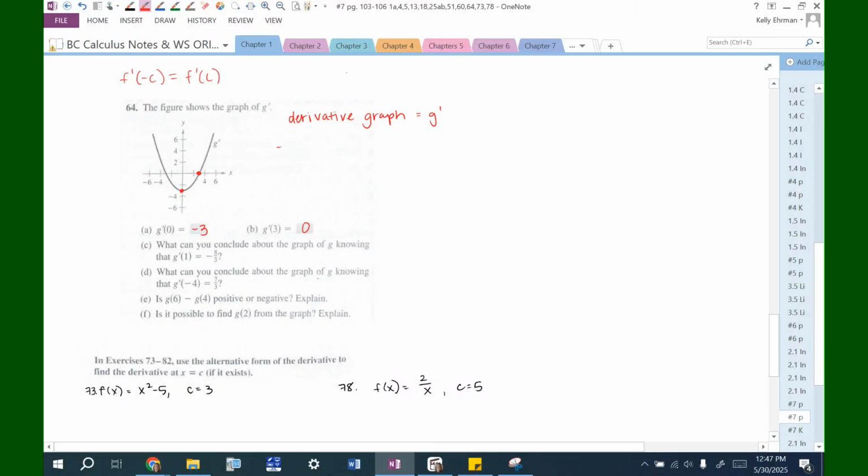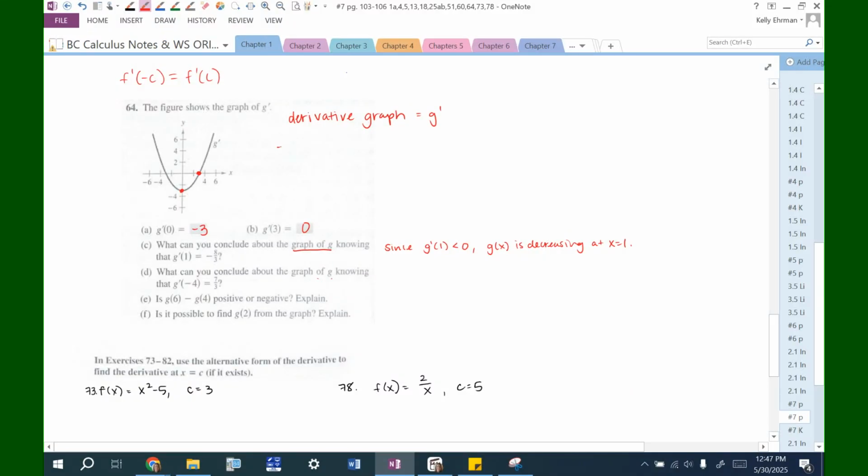What can you conclude about the graph of g, knowing that g prime of 1 is equal to negative 8/3? It's not the 8/3 that matters, it's the fact that it's negative. So I can say since g prime of 1 is less than 0, g of x is decreasing at x equals 1. That's really all we can say about that right now.